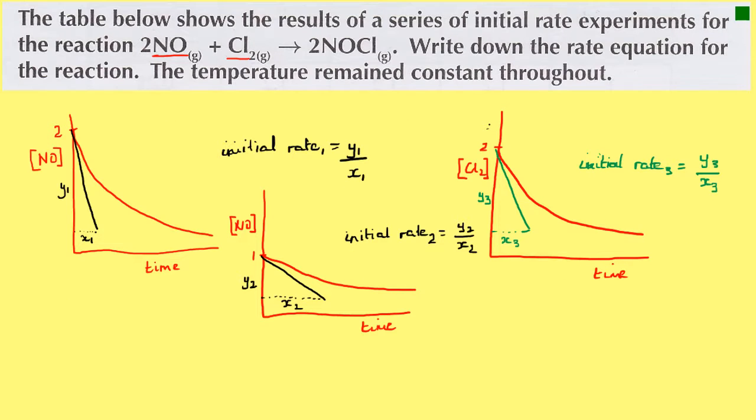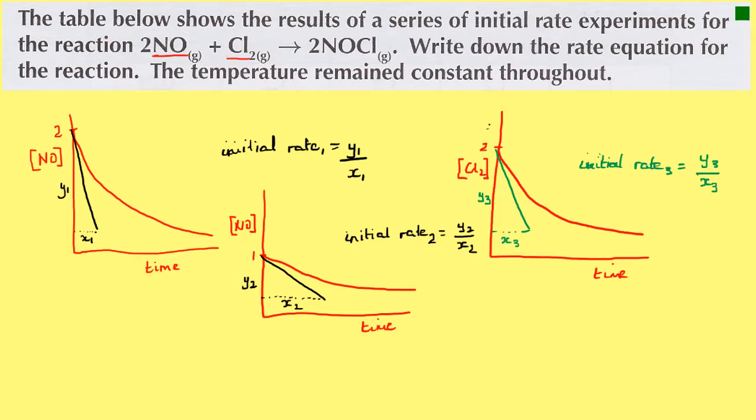So let's consider this reaction here between nitrogen monoxide and chlorine to make nitrogen oxychloride. Two reactants being nitrogen monoxide and chlorine. And so what we would do is we would run some experiments varying the concentrations of nitrogen monoxide and chlorine. So we might do 3 experiments.